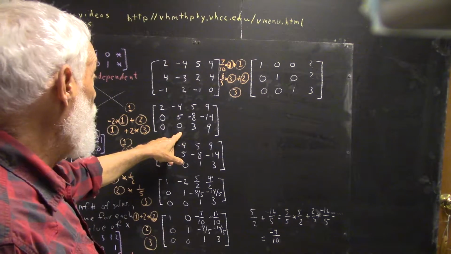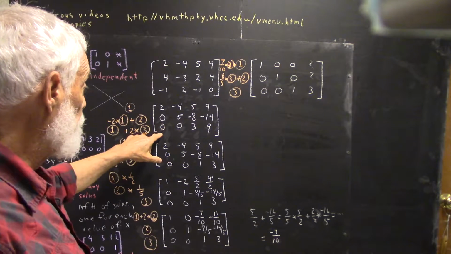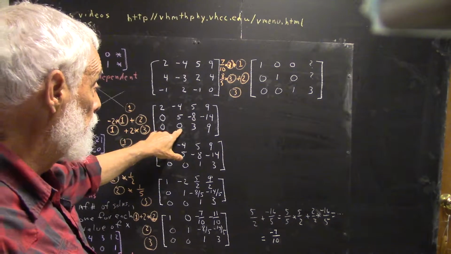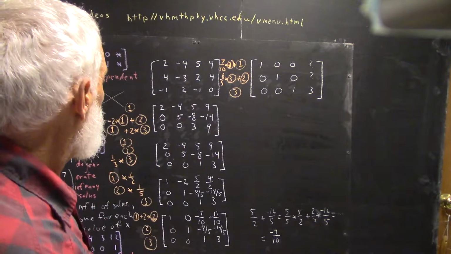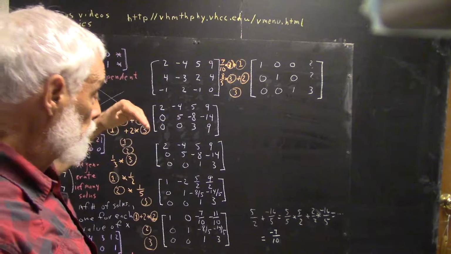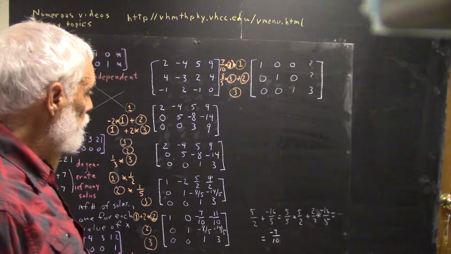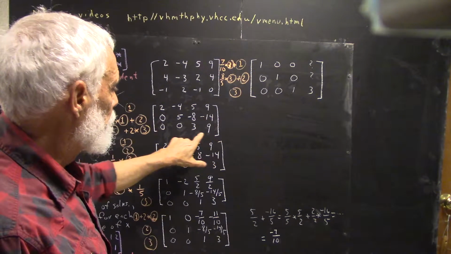Now that happened, we didn't really have to do anything to make that happen. It happened in the process of getting this 0. We just happened to get a 0 here. At this stage, we'd have an upper triangular form of the system. This means 3y equals 9, so y equals 3.